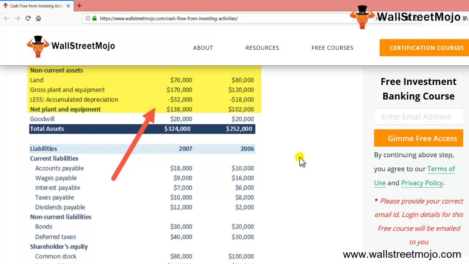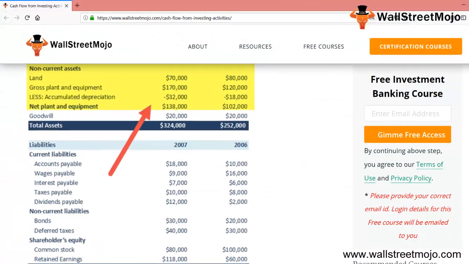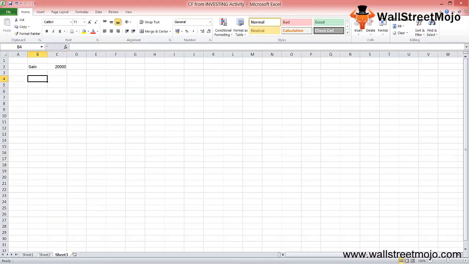Over here, let's assume that the gain on the sale of land is going to be 20,000. So let's calculate the cash flow from the investment. As we already know, the cash flow from the investment is related to the non-current portion of the balance sheet. There are two main items in the non-current assets: the first one is land and property, and another one is plant and equipment, P&E.